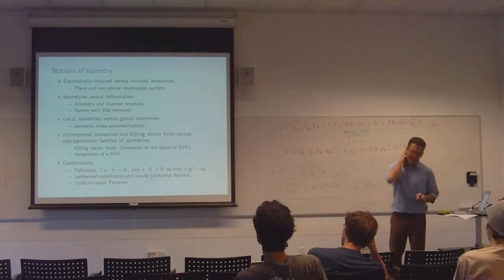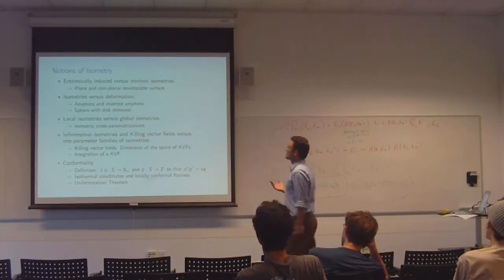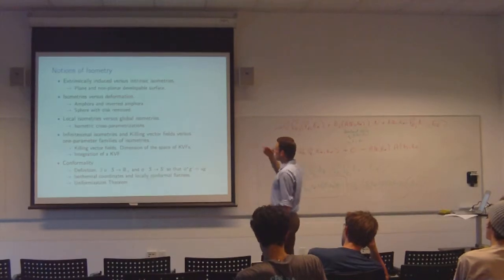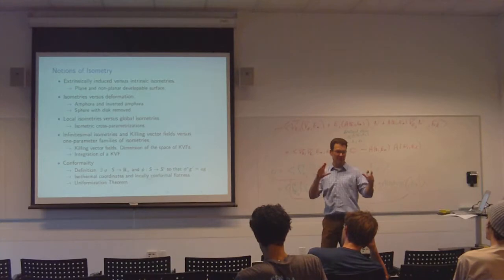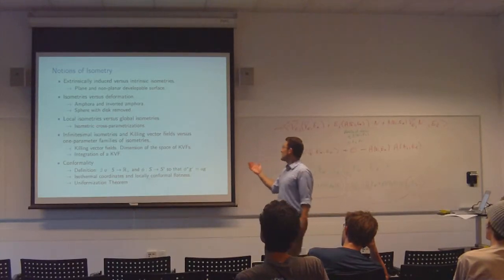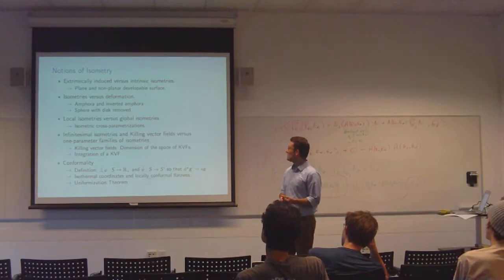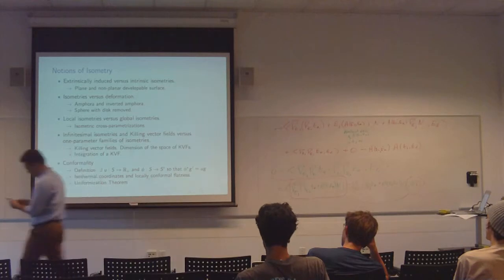Anyway, notions of isometry. You have all these different kinds of notions of isometry. We just talked about extrinsic isometries, or those induced by a rigid motion, and then intrinsic isometries. Another example of that is a plane and a non-planar developable surface.